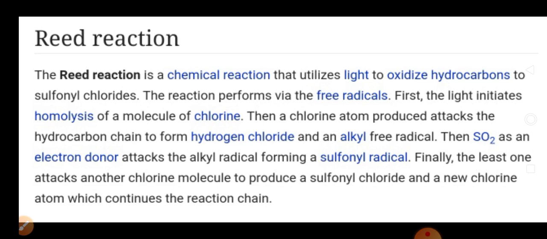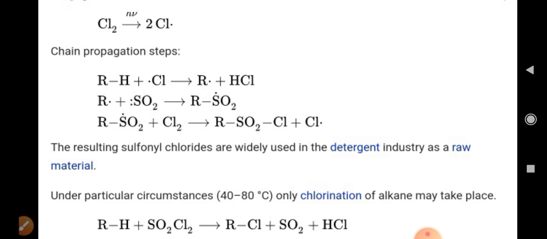The chlorine free radical produced in the chain initiation step then follows the chain propagation step. In this step, there is formation of HCl and alkyl free radical. Then SO2, which is an electron donor, attacks the alkyl free radical to form sulfonyl radical, which finally attacks another chlorine molecule to produce sulfonyl chloride and a new chlorine atom, which continues the reaction chain.